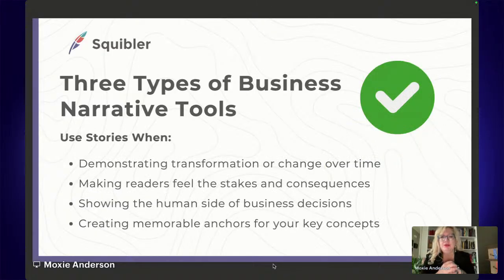You want to use your stories when you're demonstrating transformation or change over time. The narrative story in business writing helps readers understand the stakes and consequences, and it shows the human side of business decisions. This type of writing can create memorable anchors for your key concepts that you're discussing in your chapters.